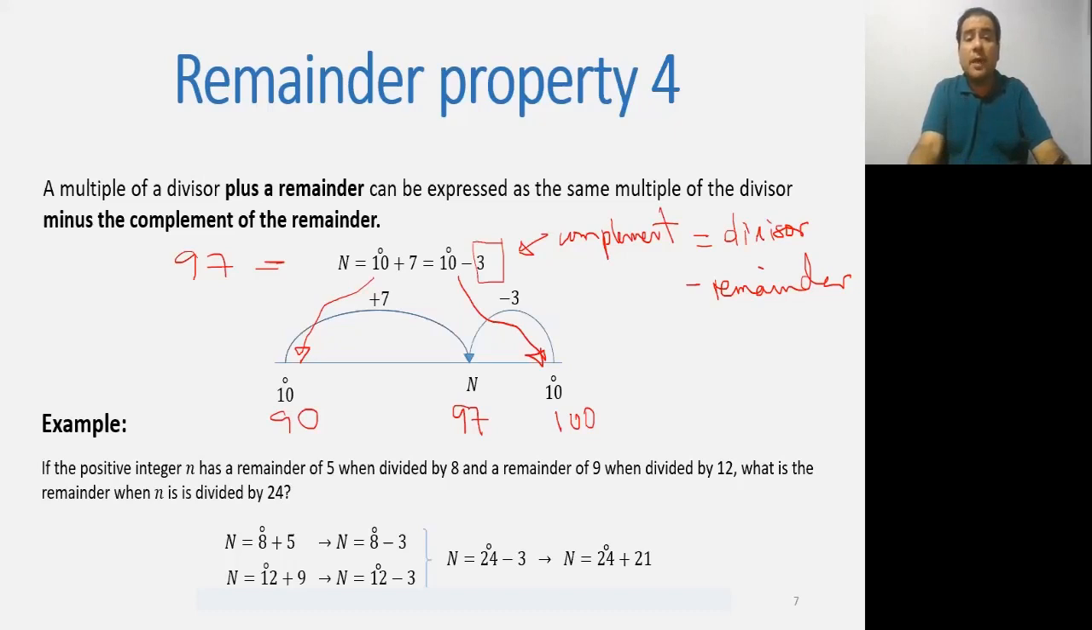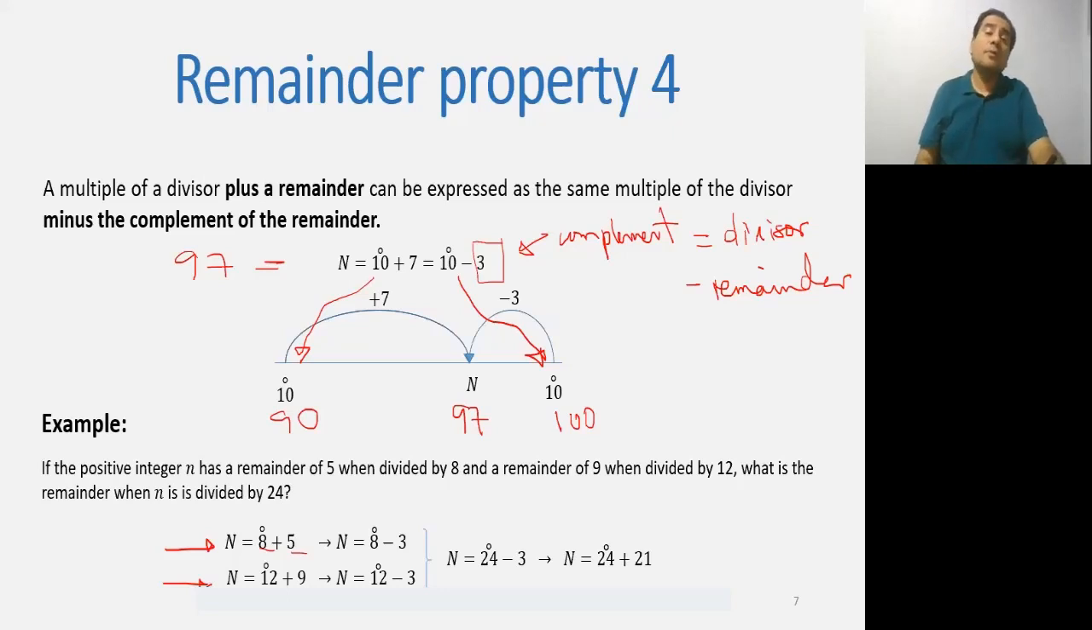n has a remainder of 5 when divided by 8, and a remainder of 9 when divided by 12. So these are the remainder structures that represent this statement. But now we can see that there is no common divisor nor a common remainder, so we have no way to apply any of the previous properties. But if I express each remainder structure in terms of the complement of the remainder, for example, if you have a multiple of 8 plus 5, it means that it's a multiple of 8 minus 3, because 3 is the complement of the remainder 5.